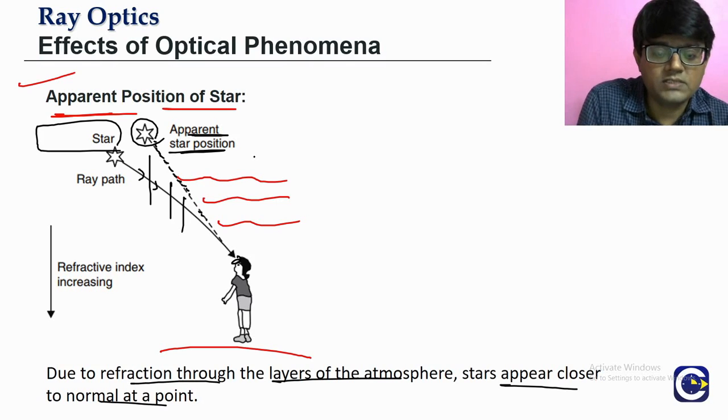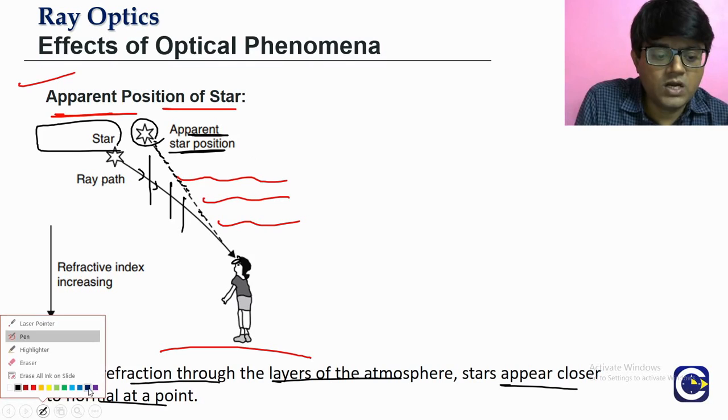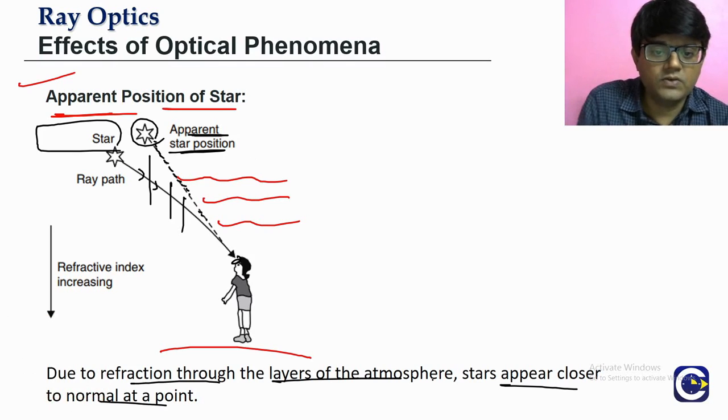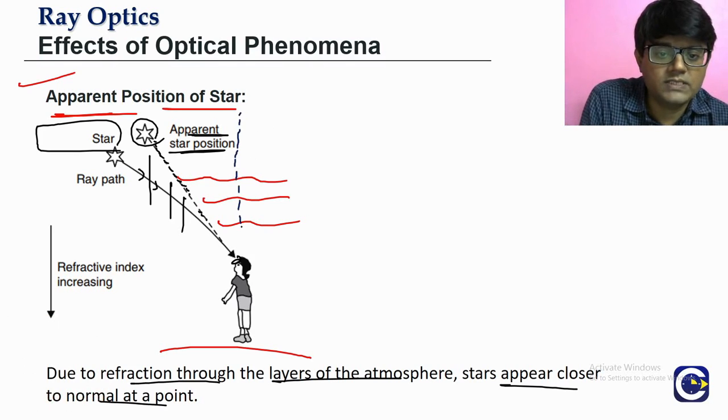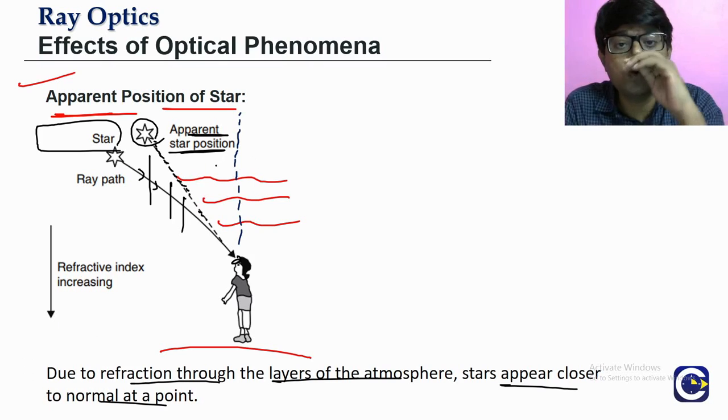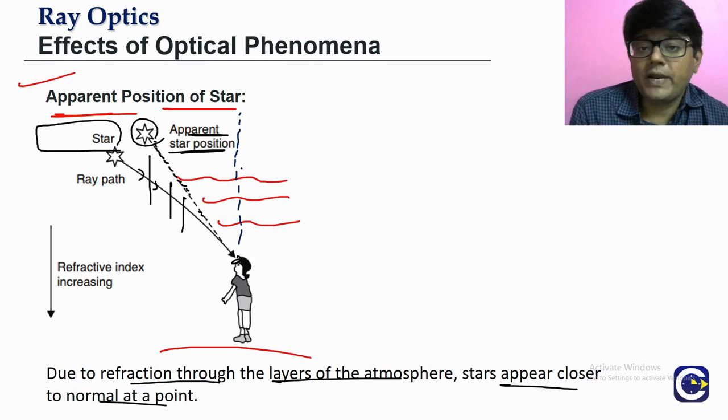and generally the apparent position will be closer to the normal at the point of observation. So if we draw the normal at the observer's location, what we see is that the apparent position will be closer to the normal at the point of observation.